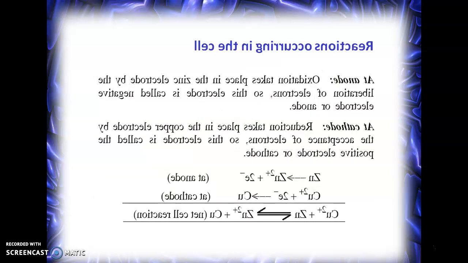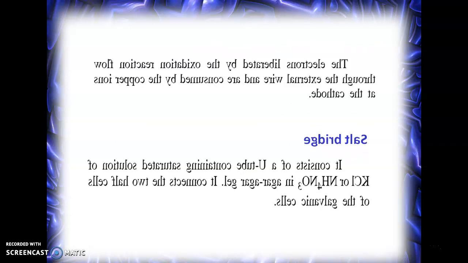Now the reactions occurring in the cell. At the anode, oxidation takes place, so the zinc electrode liberates electrons, or loses electrons, so that the electrode attains a negative charge and is called the negative electrode. At the cathode, reduction takes place at the copper electrode by acceptance of electrons, so this electrode is called the positive electrode. The electrons liberated by the oxidation reaction flow through the external wire and are consumed by copper ions at the cathode.